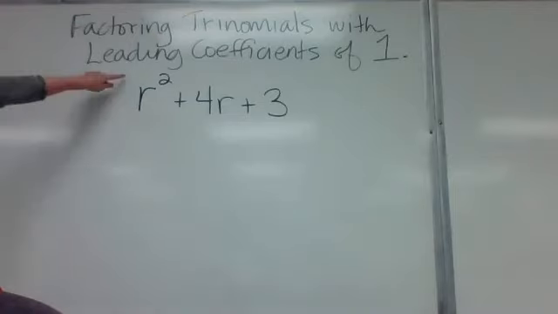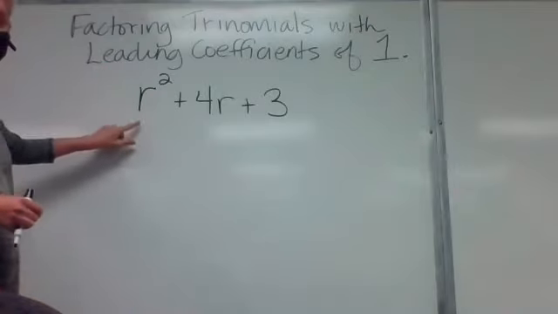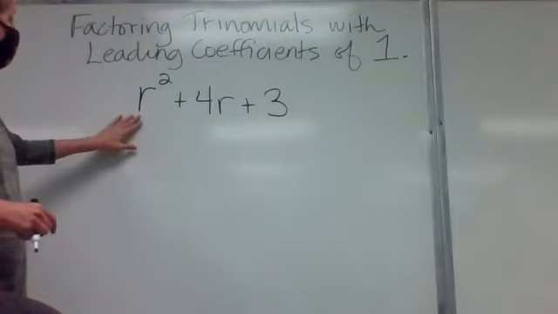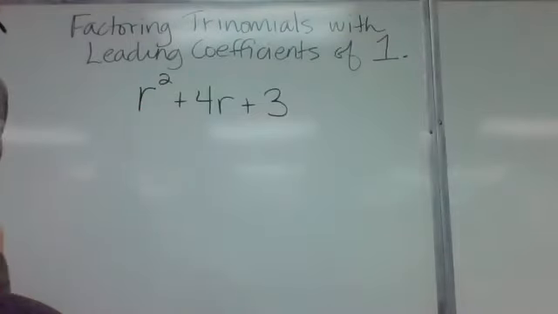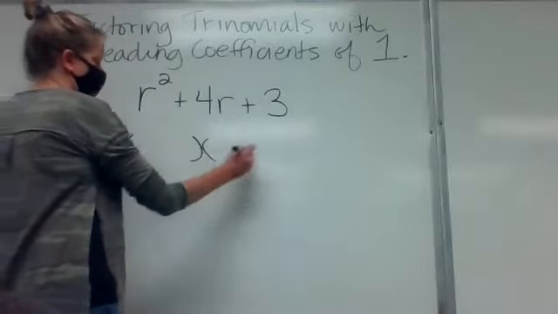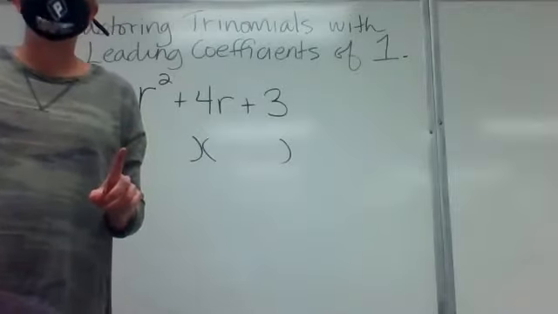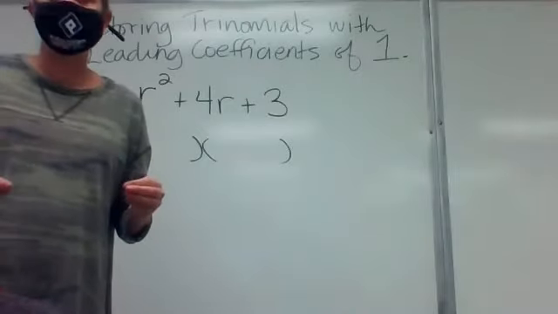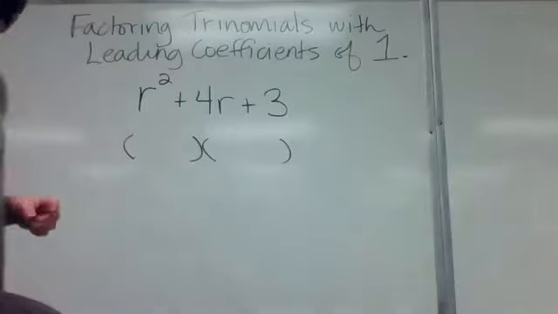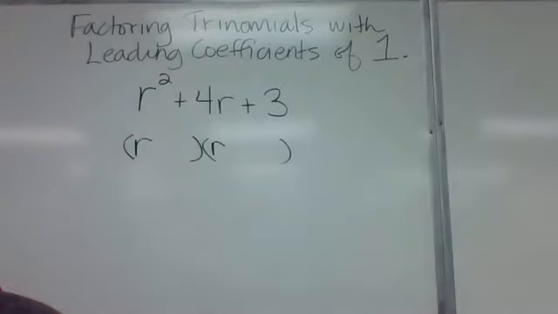If you don't see the number in front of x squared, what does that automatically mean this number is? R squared in this situation. R squared means 1r squared. So these I call the good trinomials, because if you're starting off with r squared, there's only one way to get that. How do you multiply two things together and make them be r squared? The only way you can do that is with an r times an r. So there's your first part.